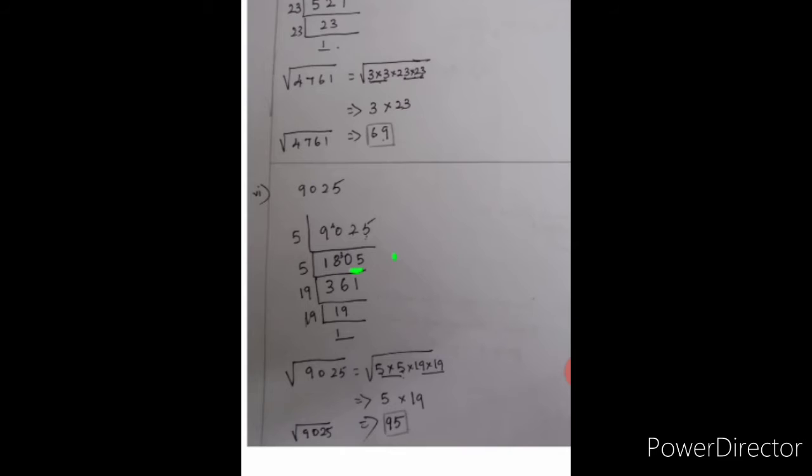Then again the number ends with 5. So in 5 table 5 threes are 15. 18 minus 15 is 3. 5 sixes are 30. 5 ones are 5. Then 361 is 19 nines. Then 19 ones are. Square root of 9025 is equal to, write in square root symbol, that is 5 into 19 into 19. Out of two numbers you have to take one number. 5 into 19 is 95. So your answer is 95.